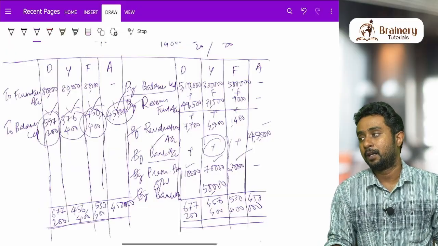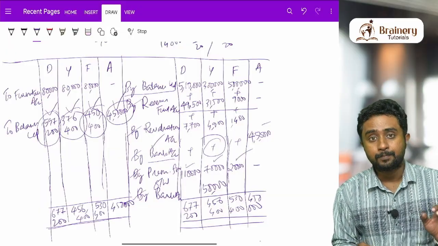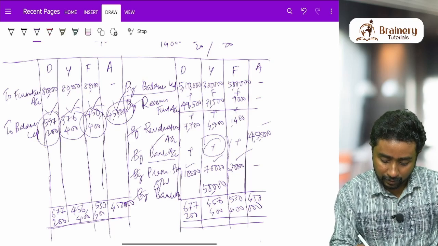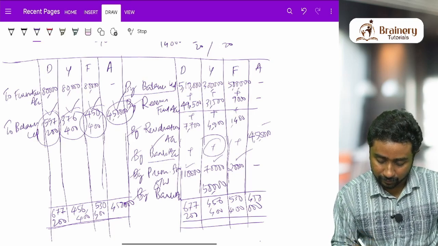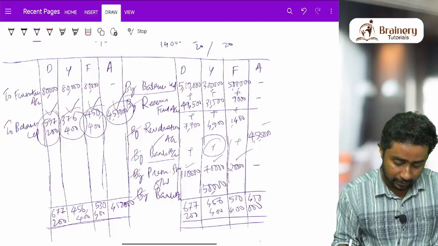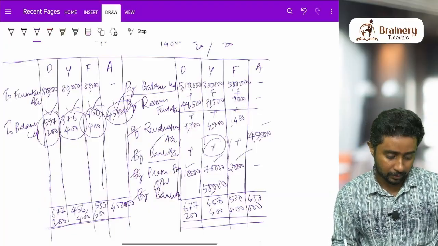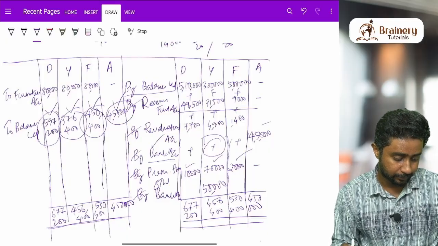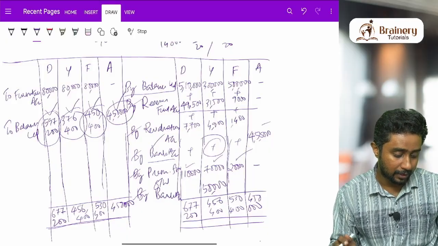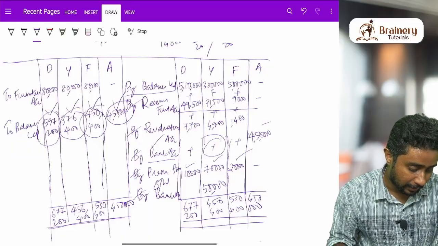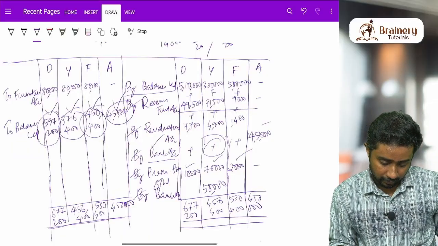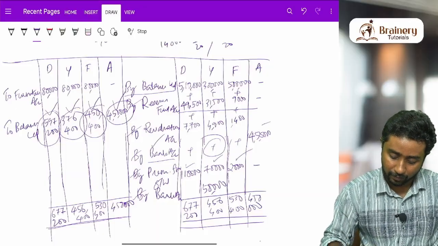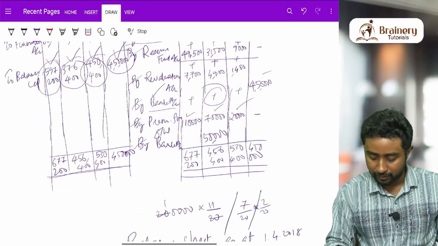Everyone knows how to calculate the balance. Add all these things. If you want to calculate Divya's balance, 5,10,000 plus 49,500 plus 7,700 plus 1,10,000 minus 80,000, you will get 5,97,200. Then 3,76,400 and 4,50,400 and 4,50,000. After recording all these things, what is the next step?